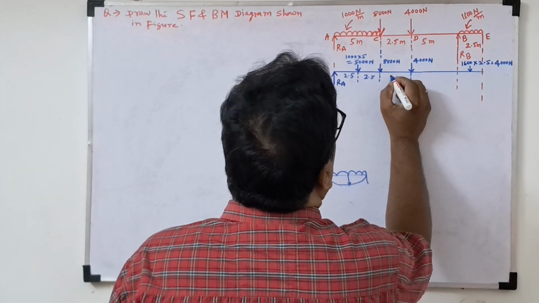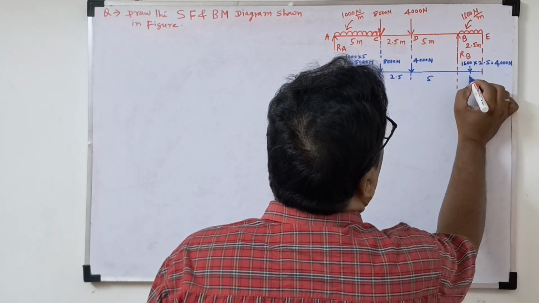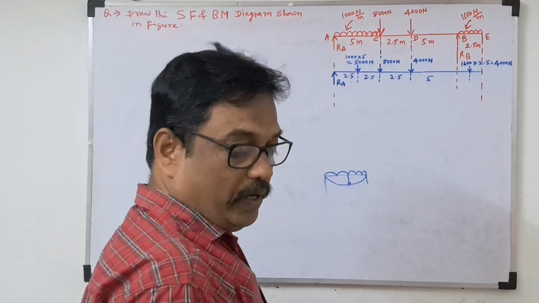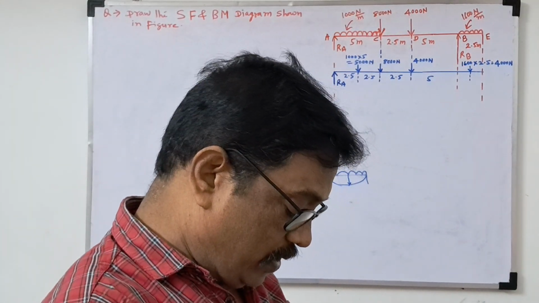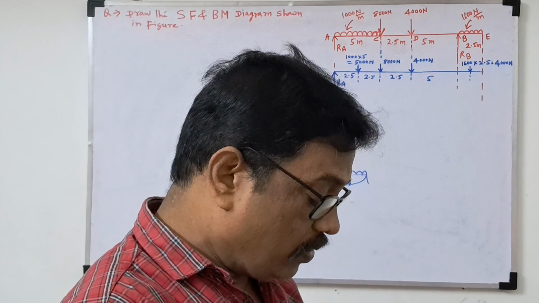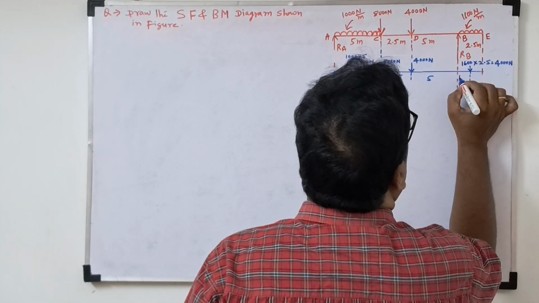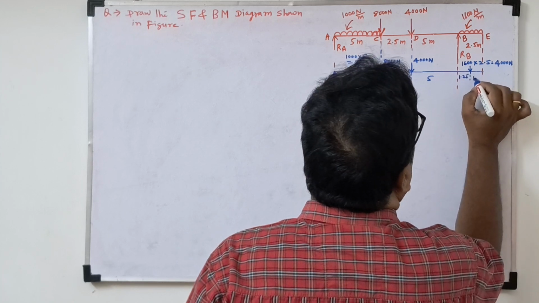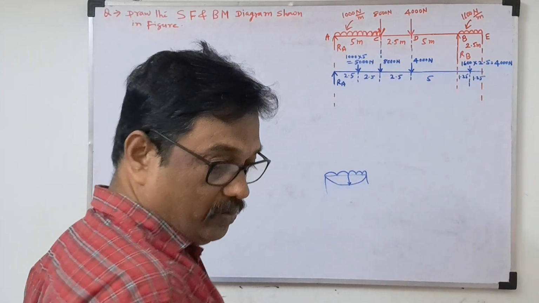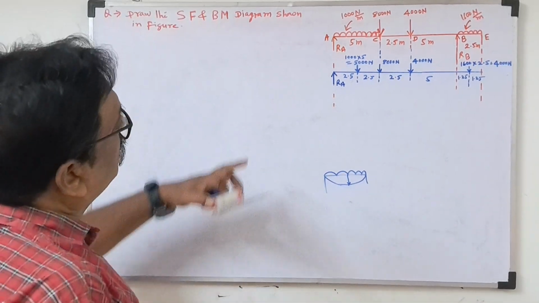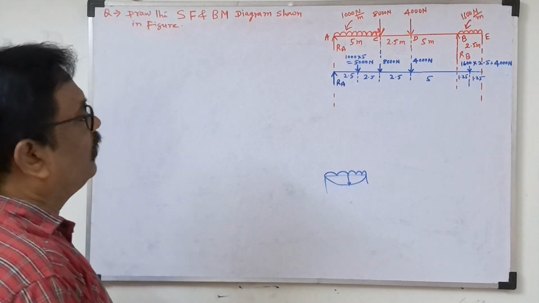This distance is as it is 2.5. This distance is 5. This distance will be 2.5 divided by 2, which is 1.25. Again 2.5 divided by 2 is 1.25. So this distance is 1.25 and this also is 1.25. So we have drawn the load diagram. Actually we have to calculate the moment, and at that time it will be helpful.